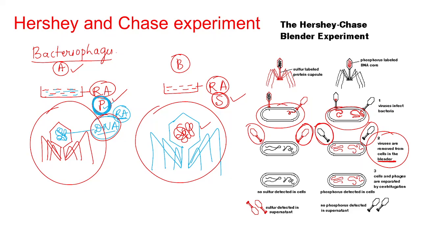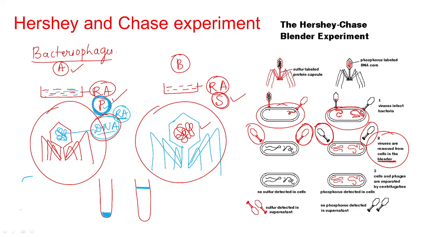Then what have they done? They have taken both of them into two separate test tubes and made them undergo centrifugation. When they underwent centrifugation, what has happened? In the first setup, the radioactivity was found at the bottom. In the second setup, the radioactivity was found in the supernatant. It means that, why was the radioactivity found at the bottom here in the first setup?